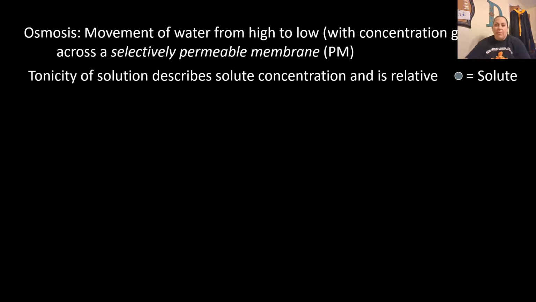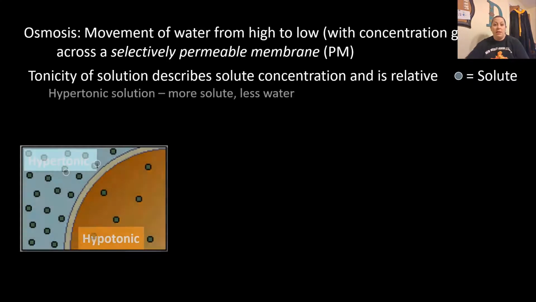Now, why do we need to talk about this, and specifically that movement of water? Well, osmosis is movement of water from high to low, so it has a concentration gradient against that plasma membrane, that selectively permeable membrane. Now, when we put cells in different solutions, we call that tonicity. The tonicity of a solution describes the solute's concentration, and it is relative.